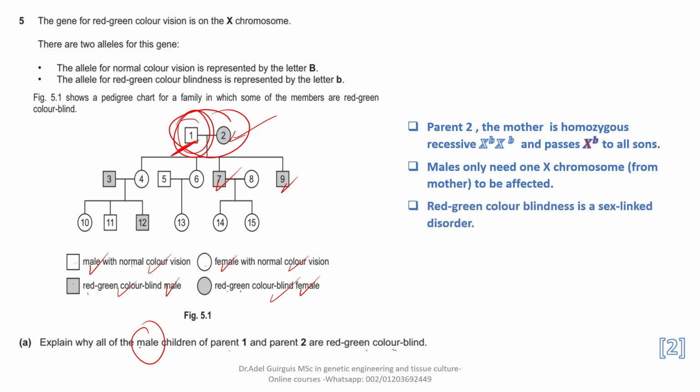Red-green color blindness is a sex-linked disorder. Y is not responsible for this disorder. Okay, the Y chromosome is not responsible.